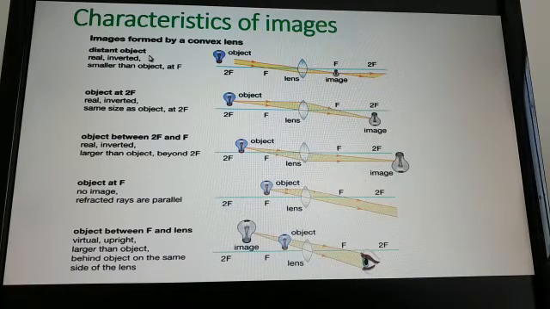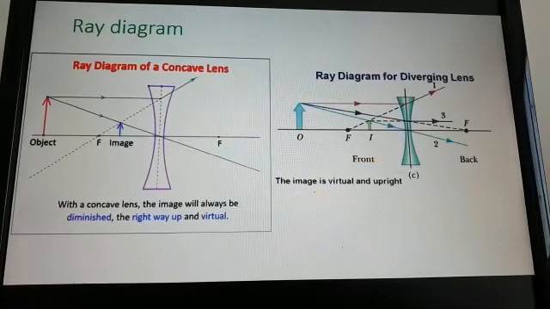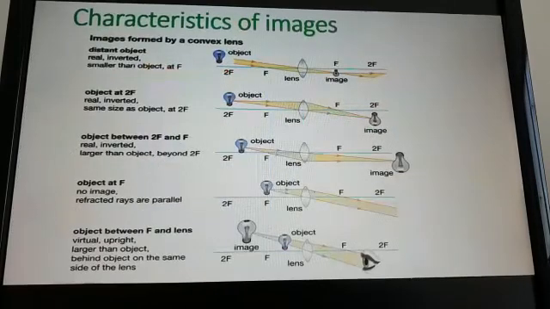Distant object, if that is beyond 2F. Here it is real, inverted and smaller than the object, and it is formed at F. The image is formed at F. Here the object is beyond 2F. The next one, the object is at 2F and it is real, inverted, the same size as the object, and the image is formed at 2F itself.